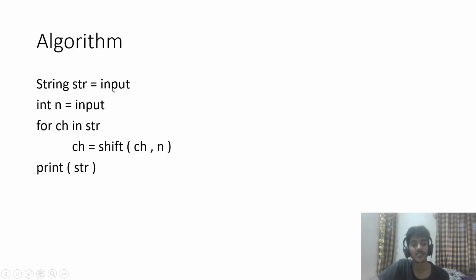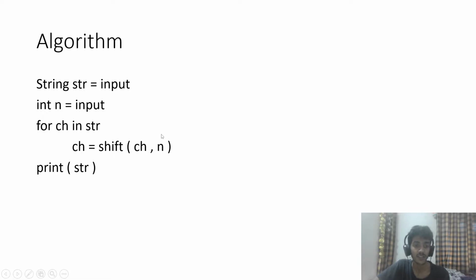So this is the algorithm. First we need to input the string, then we need to input the number by which it should be shifted. And for each character in the string, ch is equal to shift of ch comma n. Now this is a function I will define later. And after updating all the characters in the string, we simply need to print the string again. So that will be the answer.